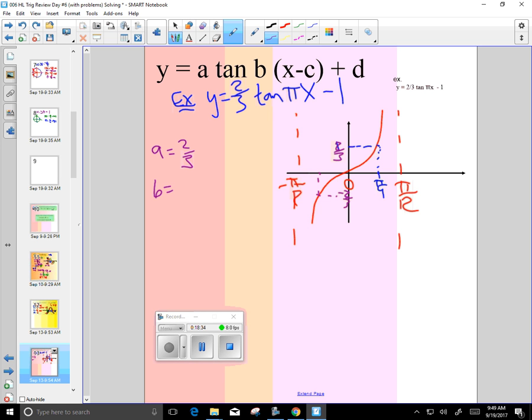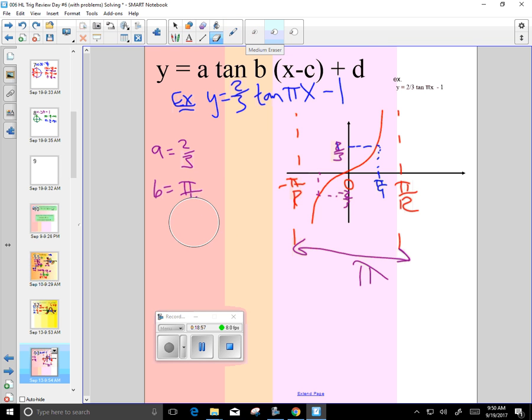B is interesting. For ordinary sine and cosine, it was 2 pi, but for ordinary tangent, how far is it from pi/2 to -pi/2? How far is that? That's only pi. So instead of going 2 pi/k, it's pi/k. That's the difference between tangent and all the rest. Well, in this case, pi over b is going to be the period.